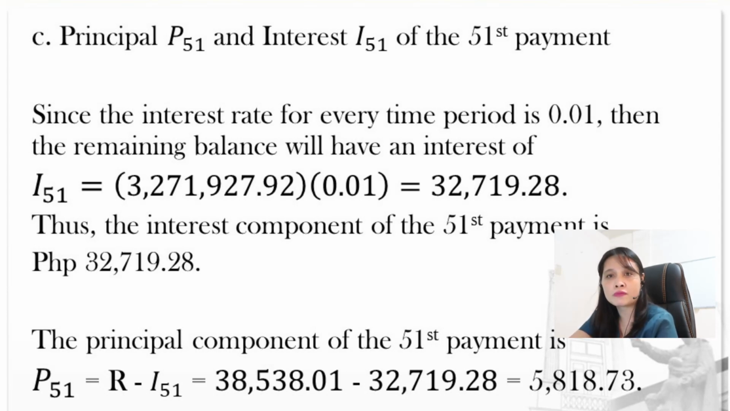Okay, next, what about the principal and interest of the 51st payment? Since the interest rate for every time period is 0.01, then the remaining balance will have an interest of 3,271,927.92 times 0.01. So that would be 32,719.28. So ganyan kalaki yung interest. Okay? So the principal component of the 51st payment, okay, regular payment minus the interest. So you do have 5,818.73.